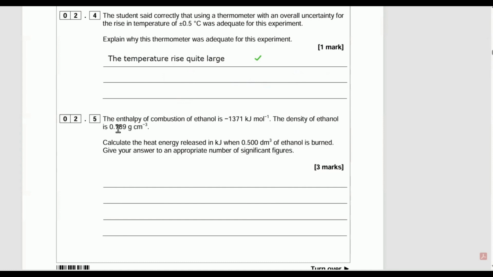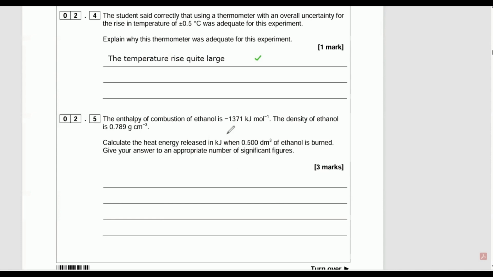Coolio. 2.5. The enthalpy of combustion of ethanol is minus 1371 kJ per mole to the minus 1. The density of ethanol is 0.789 grams per centimeter cubed. Calculate the heat energy released in kilojoules when 0.5 decimeters cubed of ethanol is burned. Give your answer in the appropriate number of significant figures.